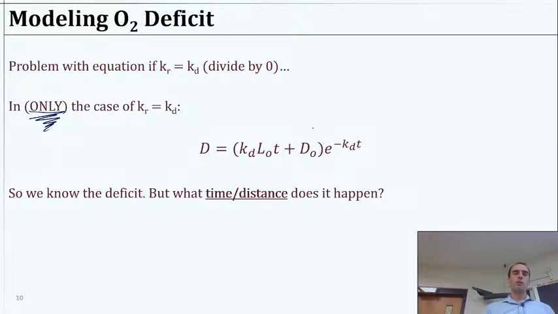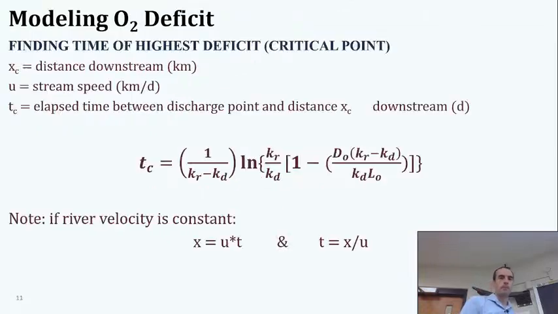And one thing we'll notice is that when we measure the distance and the time in a moment, it gets a little bit tricky there because we also have a divide by 0 and we can't really use that one. So if Kr is equal to Kd, that kind of limits us a bit. We can get the deficit at a given time, but it's going to be harder to find the time, the minimum time.